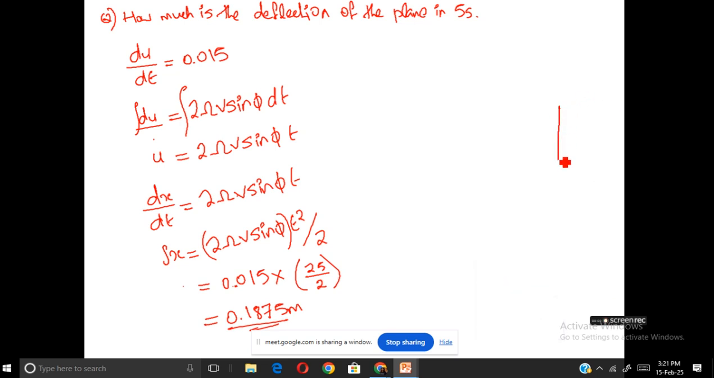So as the plane was moving from south to north, it deflected a distance of 0.2 meter from its initial path. So it will be now traveling like this. A 0.2 meter deflection has been happened from its initial path. So that is the effect of Coriolis force. Let's see two more problems similar to this.